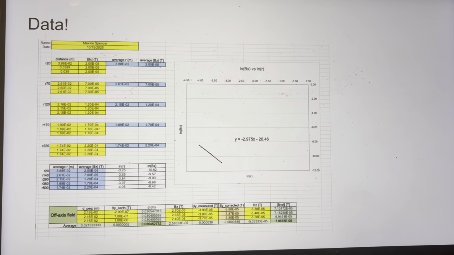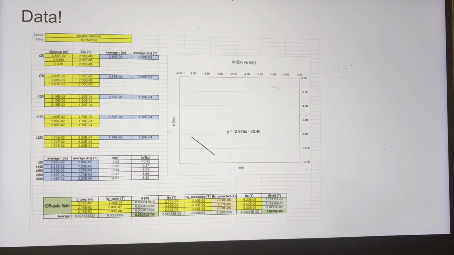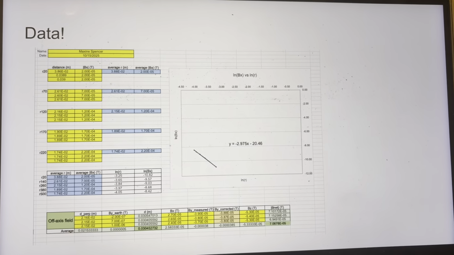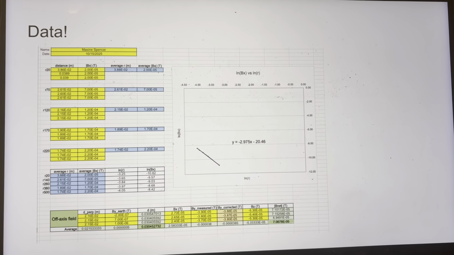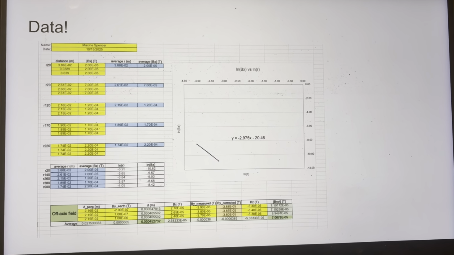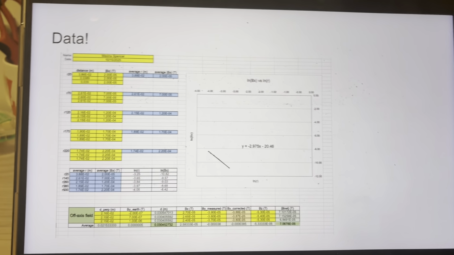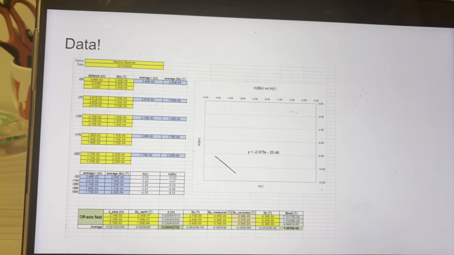We ended up finding a plotting of y equals negative 2.975x minus 20.46. I don't know why I said that backwards. Anyway, that is the data here.